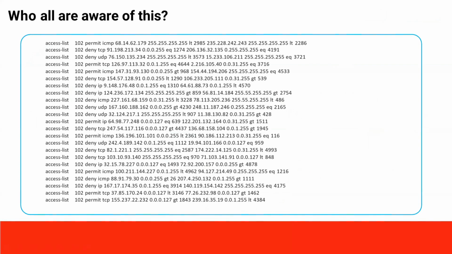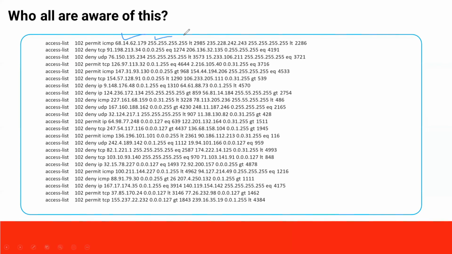I'm sure everyone might be aware of this. You can see the hefty list of the access list. The access list number is just one. It's an extended access list 102. You can see so many permits and denies with so many IP addresses. Everything is IP addresses.